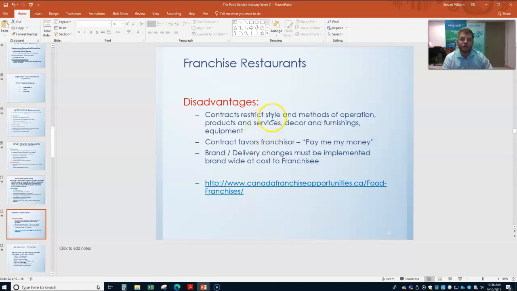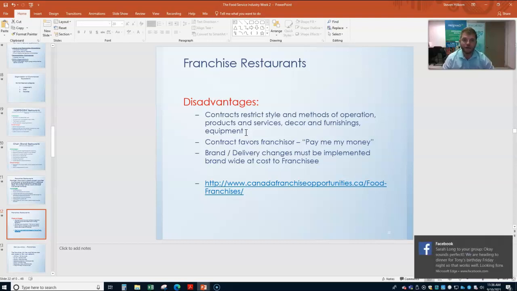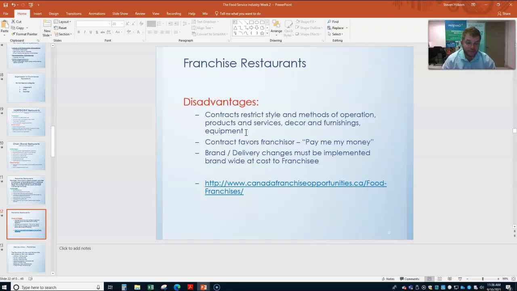The contracts also restrict style and methods of operation. So because you're a franchisee, you have to carry all the menu items. If they have a brand change and they decide, I want all of the seating in the restaurant to be red, and before it was yellow, you as an owner of the franchise would have to go and pay for all your yellow seats to be changed to red. Silly things like that.